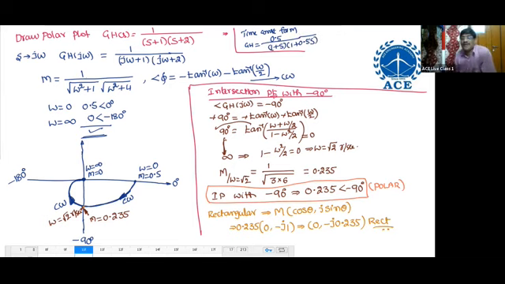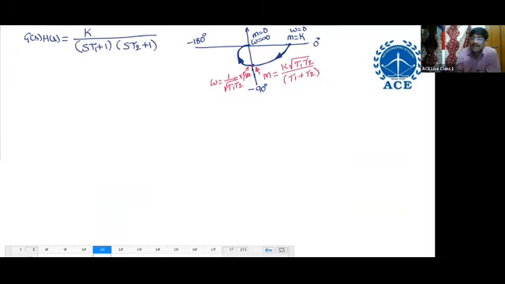That's all. K is 0.5, tau 1 is 1, tau 2 is 0.5. Come on, substitute here. You will get the same answer or not? Tau 1 is 1, tau 2 is 0.5, so 1 by root 0.5 equals root 2. Even if you substitute, you will get the same answer, 0.235. You cannot remember this. Next.